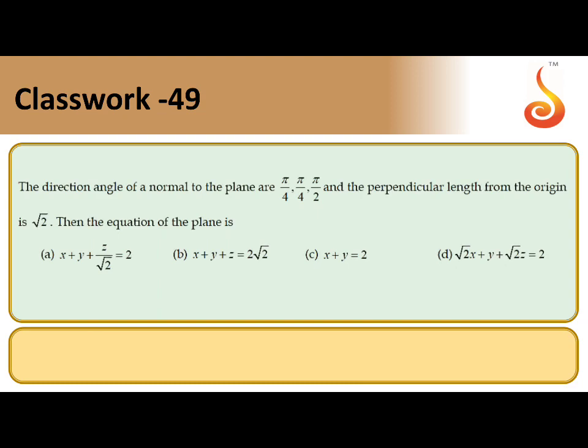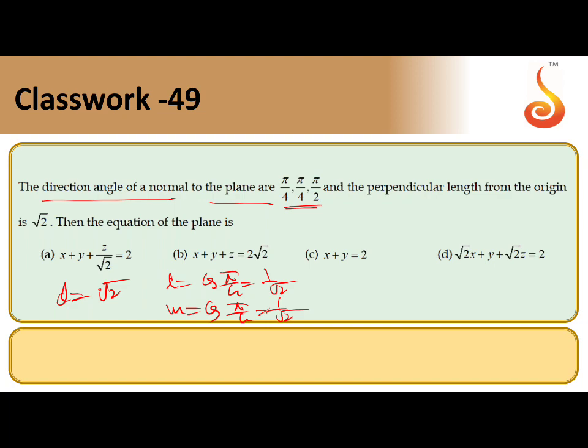So next one, the direction angles of a normal to a plane are given as pi by 4, pi by 4, pi by 2. And the length of the distance from origin is 2. So that is given d is root 2. Perpendicular distance given. And direction angles means these are direction cosines. So L equal to cos pi by 4 means 1 by root 2. M equal to cos pi by 4, that is also 1 by root 2. N equal to cos 90, cos 90 is 0. So now what is the normal equation? Lx plus my plus nz equal to d. Because the distance from origin to plane is given as root 2.